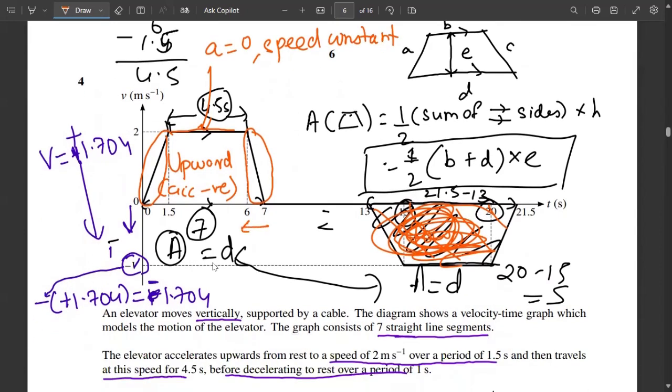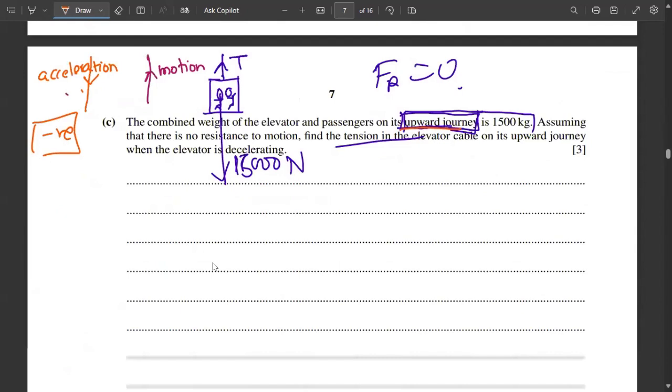So in this 1 second, the acceleration will be negative. And what will be the acceleration? Let's find out. Time is 1 second. Initial velocity was 2 meter per second. Final velocity was 0 meter per second.